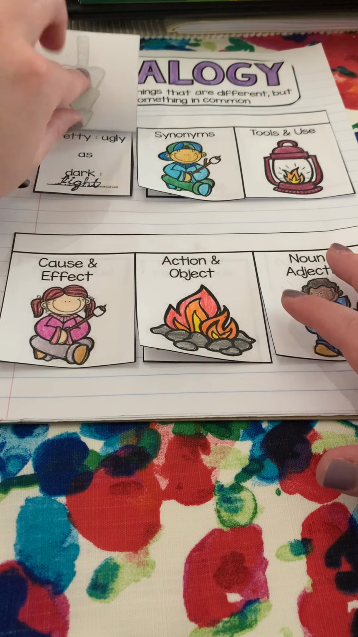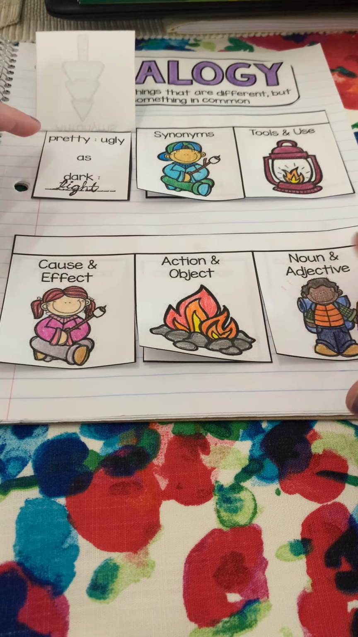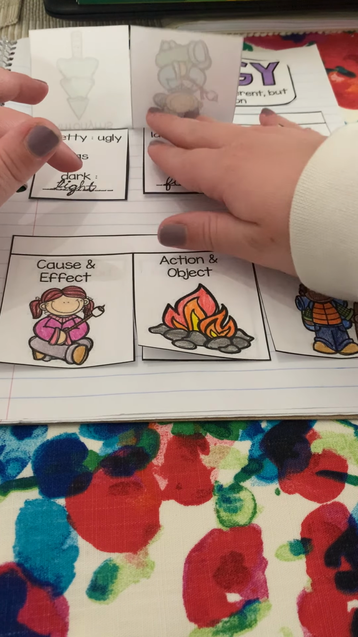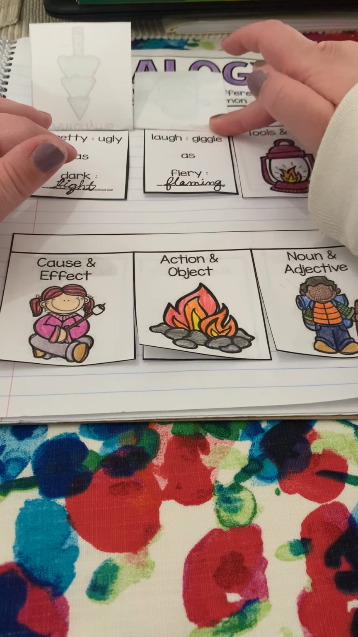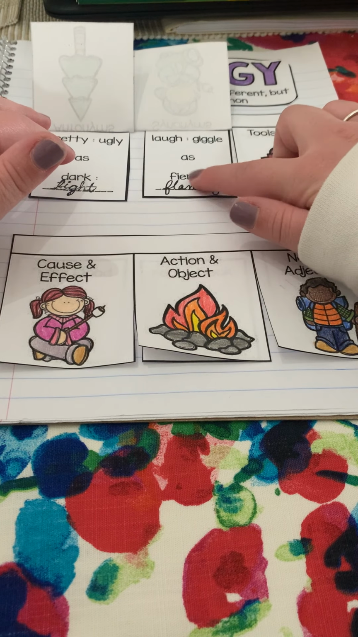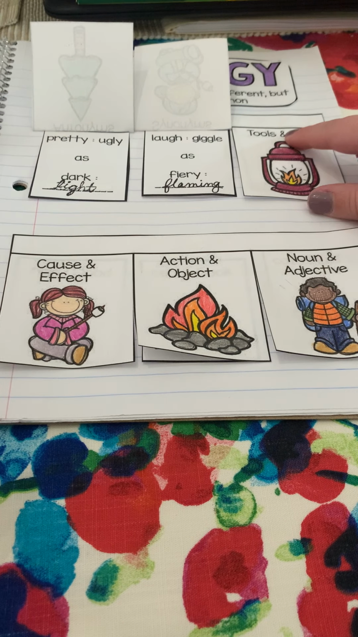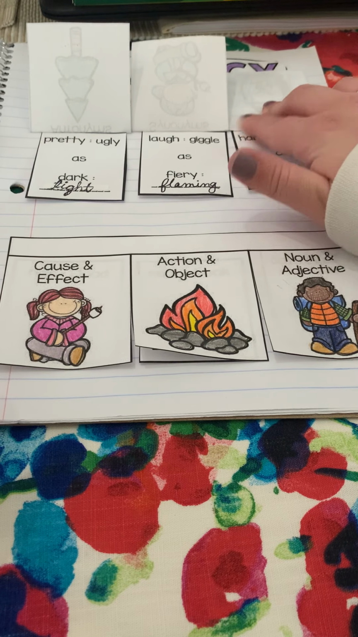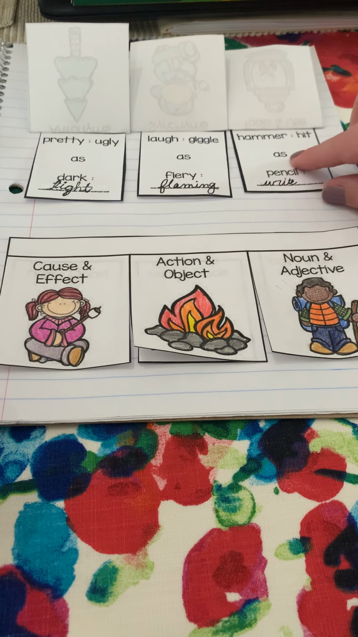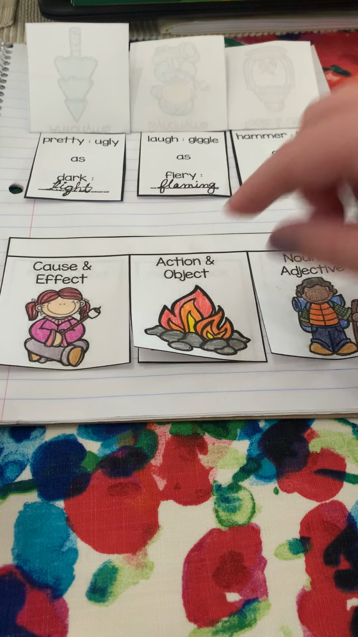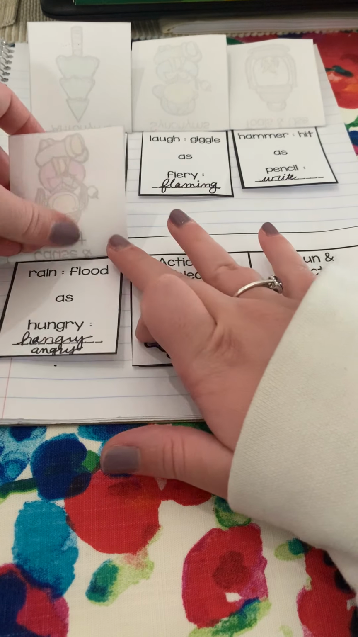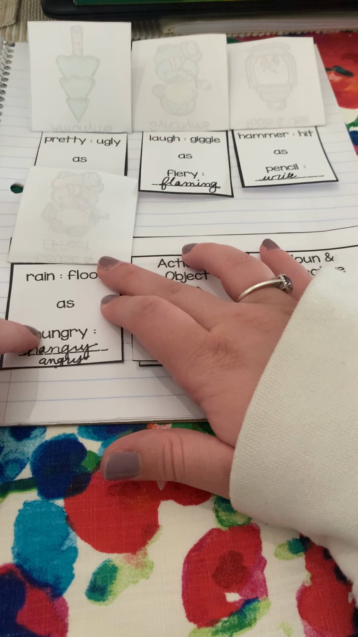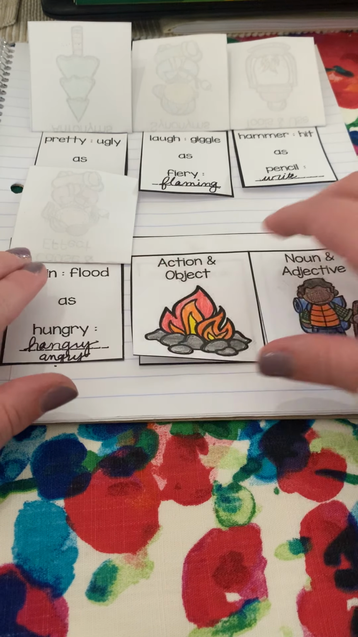So the antonym, so the opposite. Pretty is to ugly, as dark is to light. Synonyms, so when they're the same. Laugh is to giggle, as fiery is to flaming. Tools in their use. Hammer is to hit, as pencil is to write. Cause and effect. Rain is to flood, as hungry is to hangry or angry.